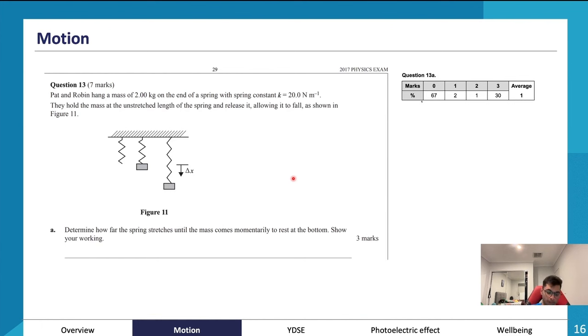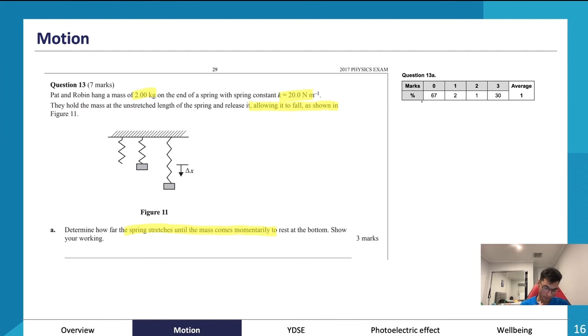So this brings us to this question. In this question, we have a mass of 2 kilograms, and a spring constant of that much. We know the spring is being allowed to fall from its maximum height. So we want to calculate how far the spring stretches until the mass comes to a rest.